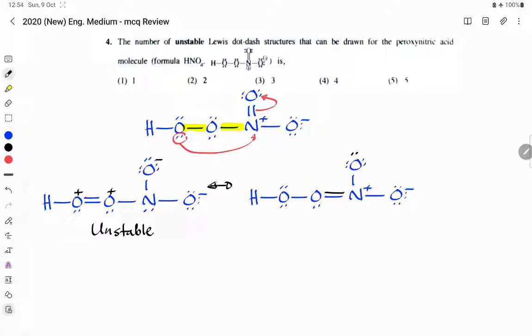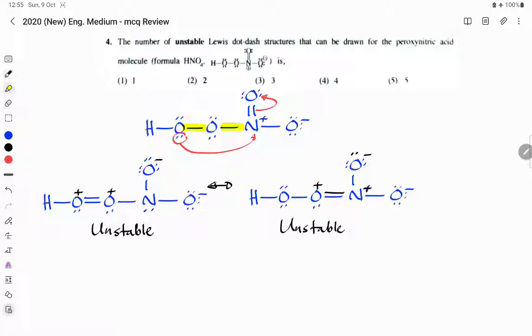Right, so the formal charges are changed now. We can put a minus charge here, we can put a plus charge there. Nitrogen plus stays. Since this also has 4 formal charges, here 1, 2, 3, 4 formal charges, it is also an unstable structure. Another reason for the instability is that oxygen has a positive charge, so this is also unstable.